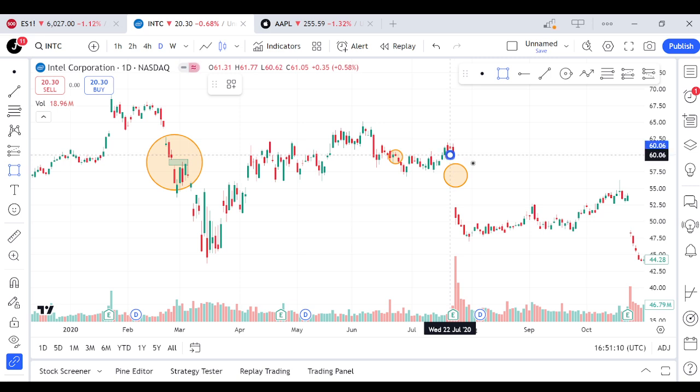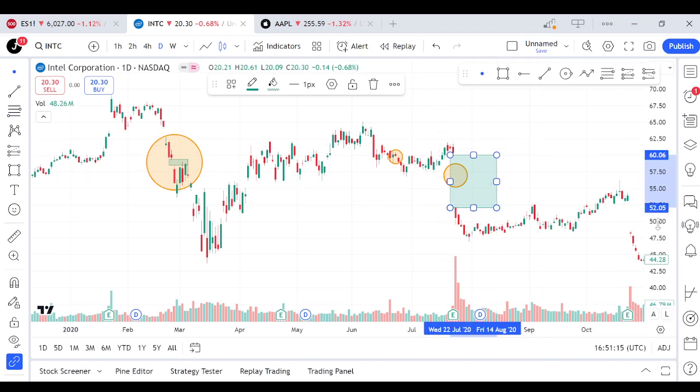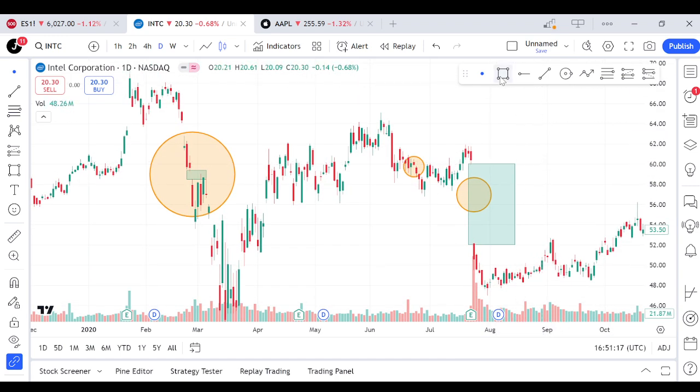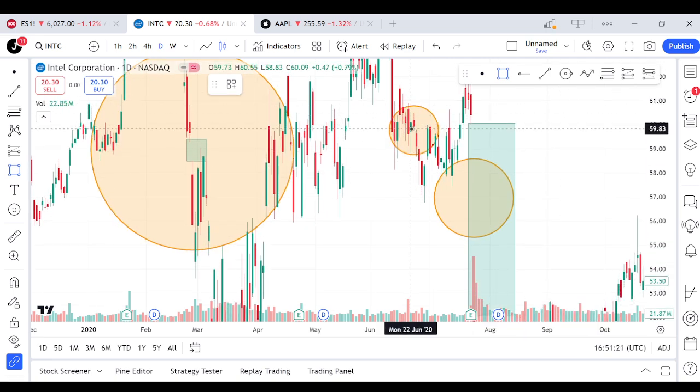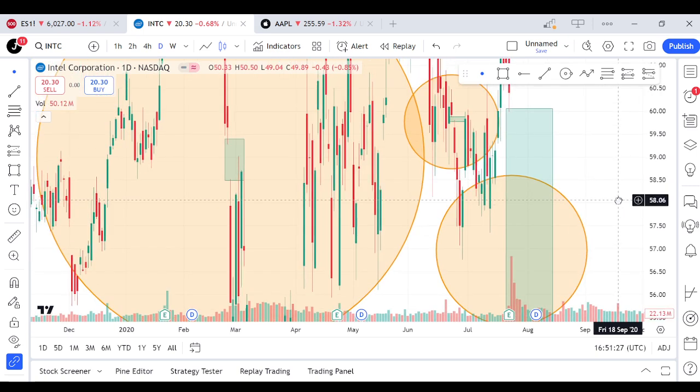Also, there's a very big gap. So this is the falling window pattern. The first bearish candle and the second bearish candle, you should have a gap between them. We have a very small gap between those two candles.